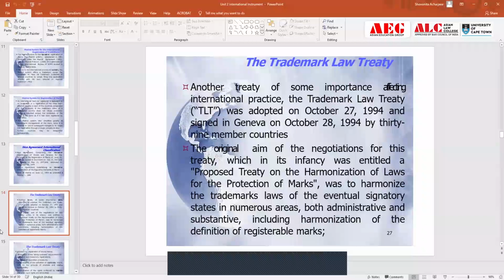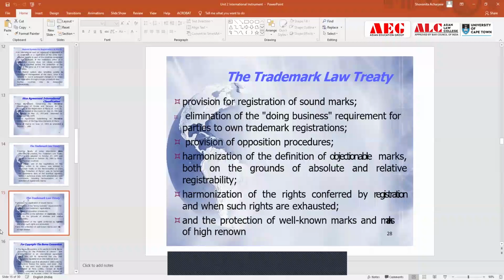Moving on is the Trademark Law Treaty, which was signed by almost 39 member countries, becoming signatory states for numerous areas, both administrative and substantive, including harmonization of definitions for registering marks. Further, if you can kindly understand, this treaty provides for the registration of sound marks, eliminates the doing business requirement for parties to own the trademark, and also protects well-known marks for their higher renown or goodwill.